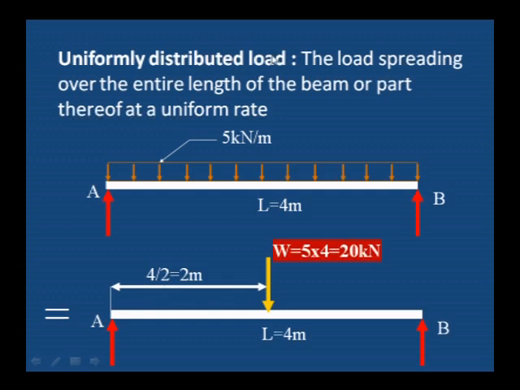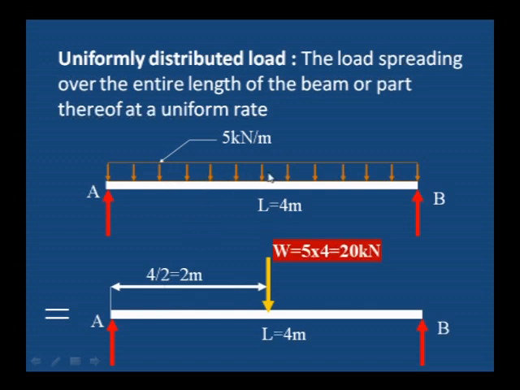Second one is uniformly distributed load. The load spread over the entire length of the beam or a part is known as a uniform load. Here you can see from A to B, the beam is simply supported at A and B, and 5 kilonewton per meter is acting entirely from A to B. That is uniformly distributed. Every meter, 5 kilonewton is distributed.